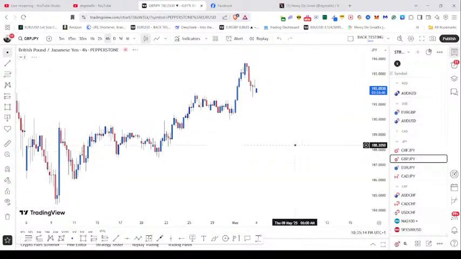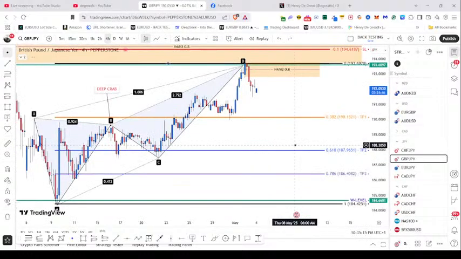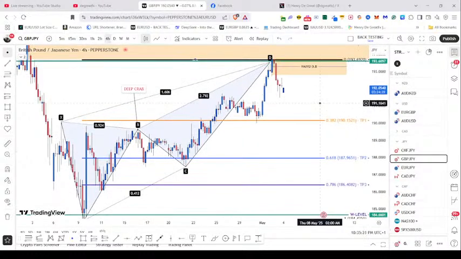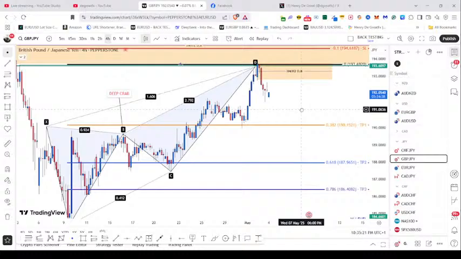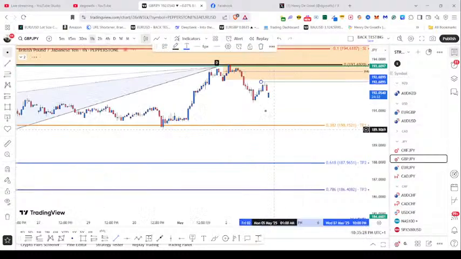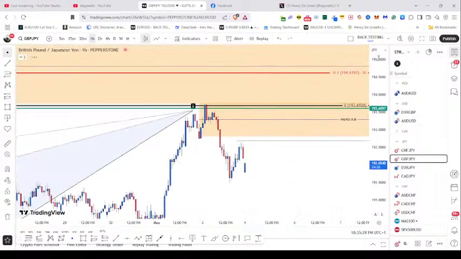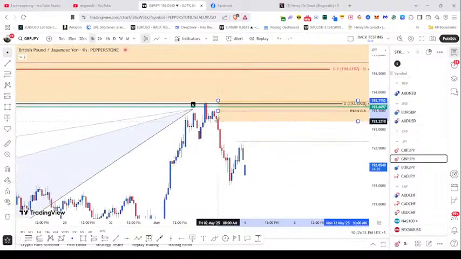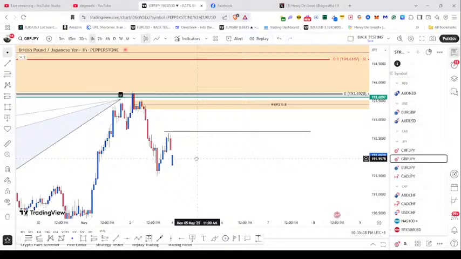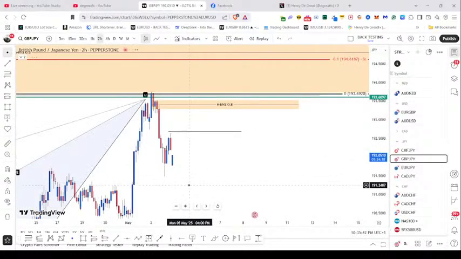So GBP JPY, we had this setup before the close of the market last week. And price has given us this inducement as well, which is a very good sign. So if price can push into this level, we might look out for a selling opportunity to the downside.